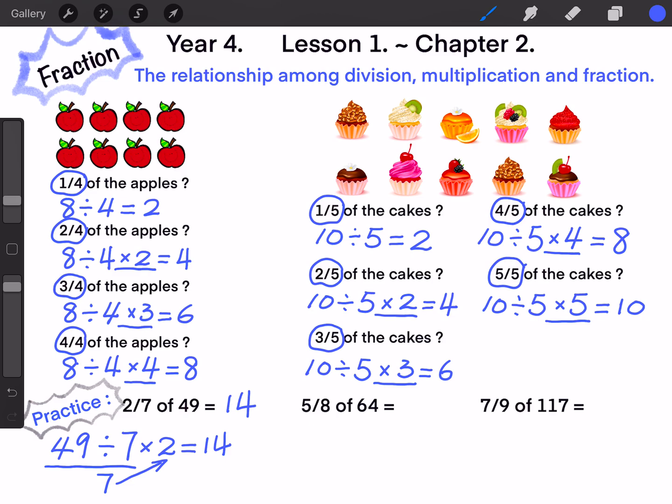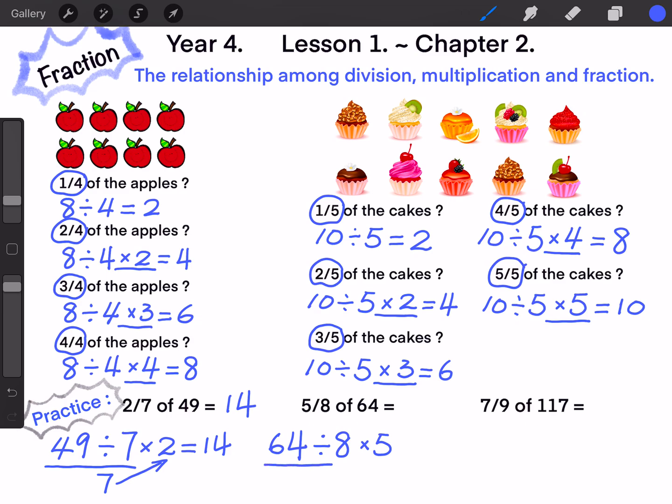Second one, 5/8 of 64 equals to. If we have 64 cupcakes, 5/8 of 64 cupcakes equals how many cupcakes? We divide 64 cupcakes into 8 equal groups, and then in 5 groups. Totally there are how many cupcakes?